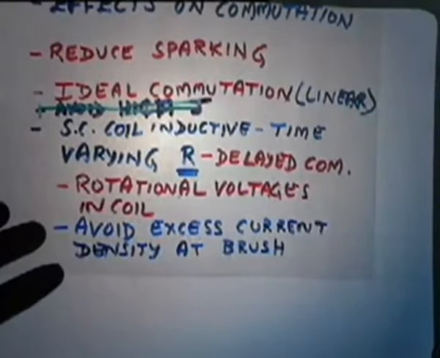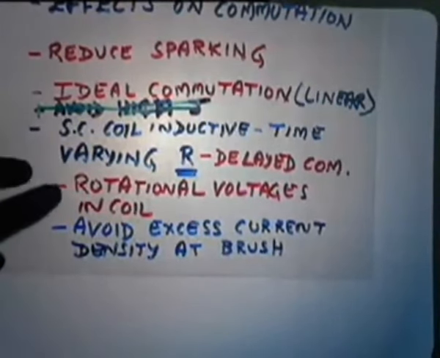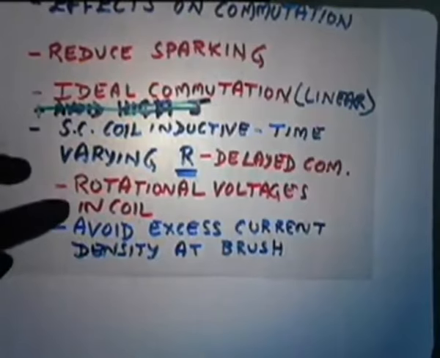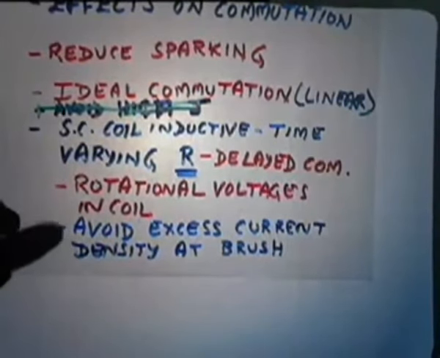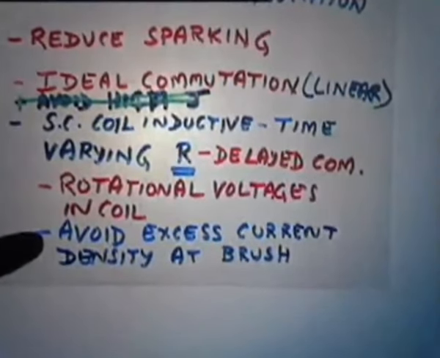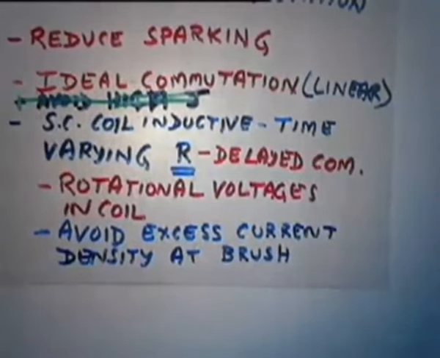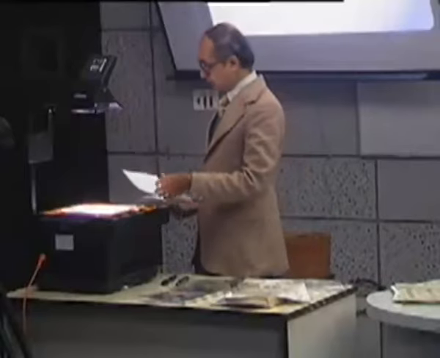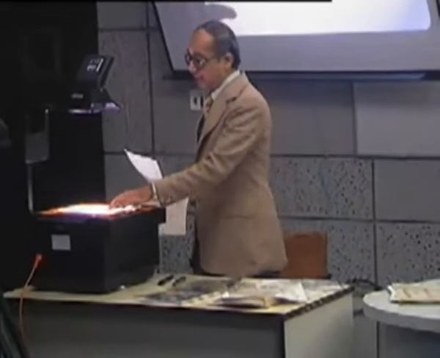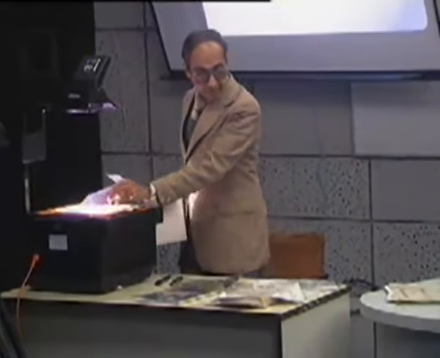Okay, now there are rotational voltages in the coil, as we have said, and our main concern would be to avoid excessive current densities at the brush. If very high current densities are there, it causes heating and sparking. Okay, so we must try to avoid these factors.